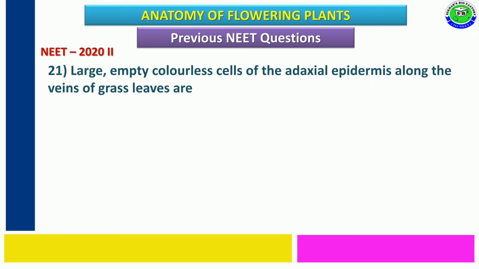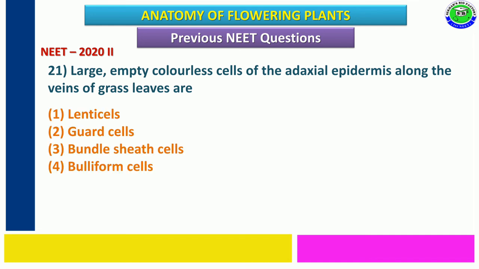Question number 21. Large, empty, colorless cells of the adaxial epidermis along vein of grass leaves are first option lenticels, second option guard cells, third option bundle sheath cells, and fourth option bulliform cells. The correct answer is fourth option. In case of monocotyledon leaf, the adaxial epidermis consists of some large, empty, colorless, and thin cell-walled cells called bulliform cells. The bulliform cells help to roll and expand the grass leaves.